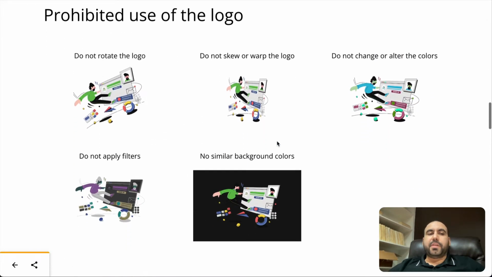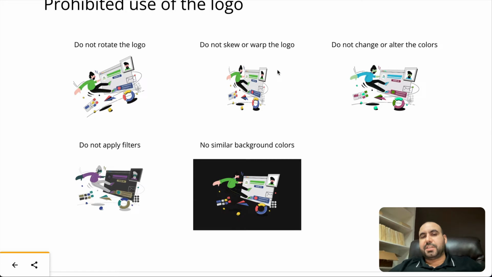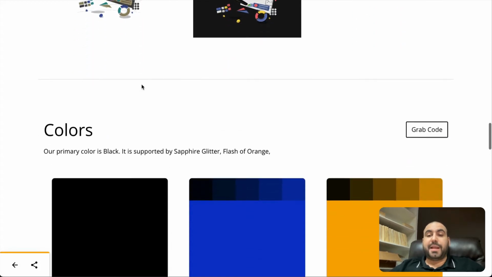The prohibited use of the logo, so you can't rotate it, you can't skew or warp it, you can't change the colors, you can't add filters, etc. Something that's missing on Baseline is a way to disable one of these, because I might allow saying, you know what, you can rotate the logo. So you might want to have options to remove or add that. They don't have it now, but it would be nice if they add it.